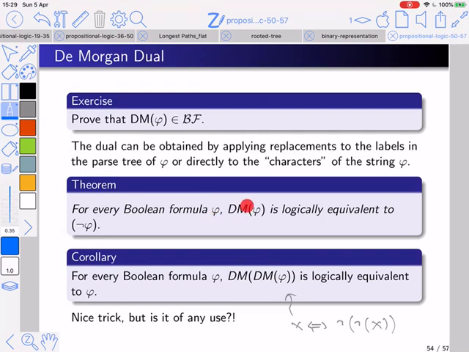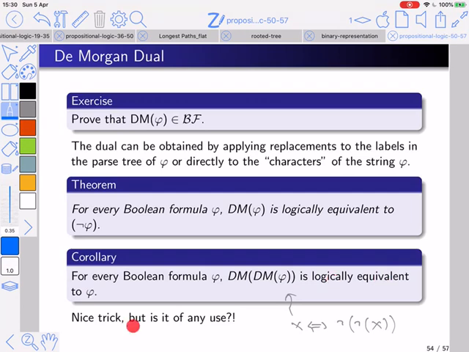Now I want to prove the following theorem, that for every Boolean formula phi, the De Morgan dual of phi not only is a Boolean formula, but it is logically equivalent to the negation of phi. Okay? So this is the theorem I want to prove now. And we will apply this theorem to obtain the following corollary. So, assuming the theorem is correct, what the corollary stipulates is that for every Boolean formula phi, if you apply the De Morgan dual twice, you get a Boolean formula that is logically equivalent to the formula you started with.